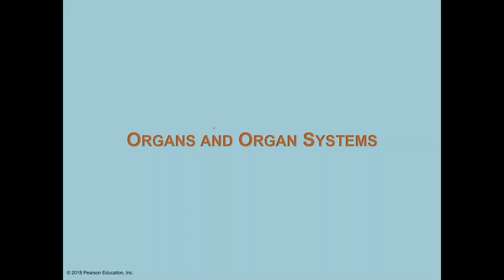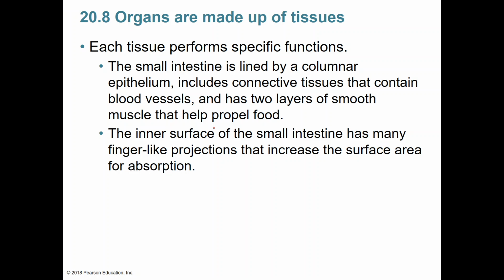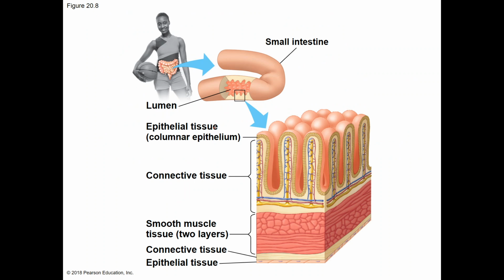Okay, so how do these tissues work together to make our organs? Each of these tissues performs a specific function. For example, the small intestine is lined with these columnar cells, see how they're kind of long and skinny like a column? So this is the small intestine, which is lined by columnar epithelium.